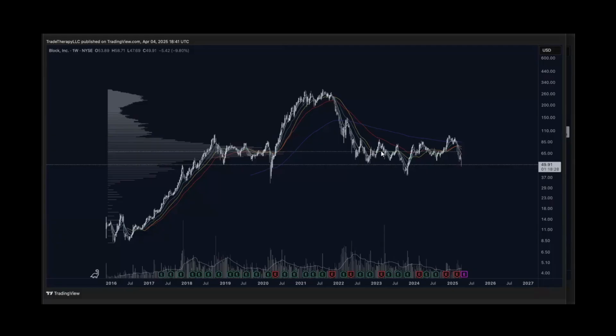Block is one of the clearest examples of how accumulation after a markdown typically happens, where reaccumulation occurred in the previous cycle. Studying the institutional business cycle provides you with some tells, some things to look out for. This is one of them.